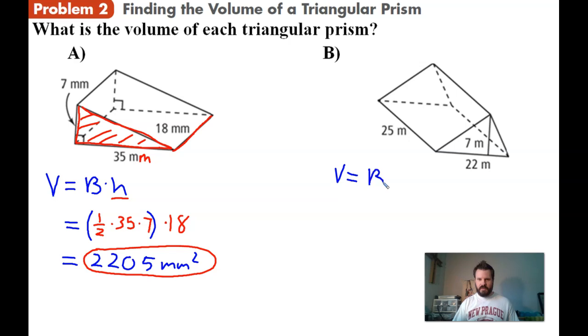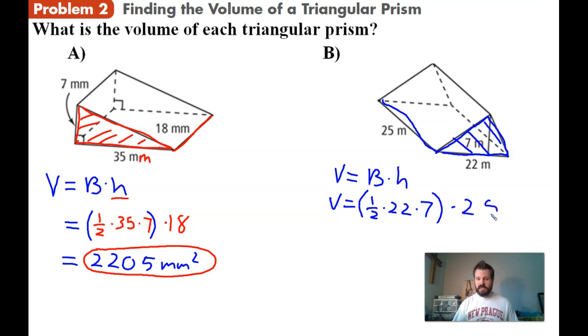Volume equals area of the base times height of the prism. So V equals the area of our, once again, triangular base. That'll be 1/2 times the base of the triangle, we can say it's 22, times the height of the triangle, which is a 7 again. That gives me the area of the base. We'll then multiply that by the height of the prism, the distance between the bases, so times 25.